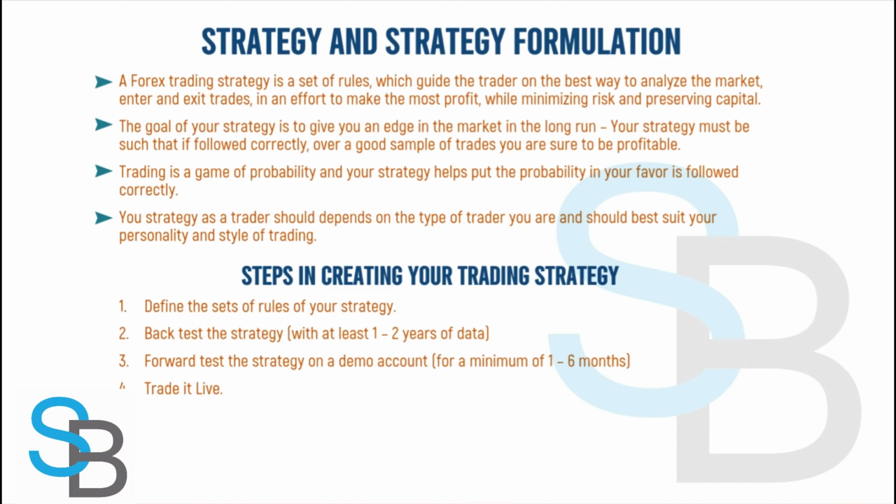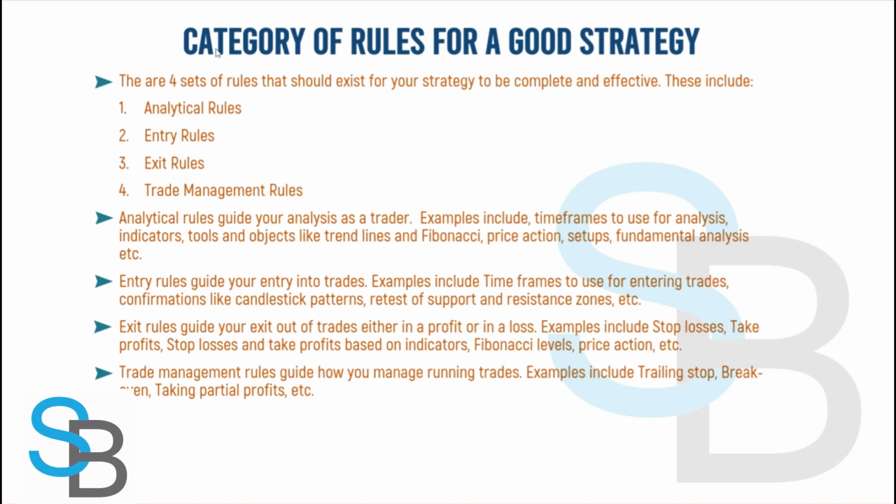Now, in the next slide, we are going to look at the categories of rules for a good strategy. So if you are to create a good strategy, there are 4 sets of rules which have to be in place, okay, which have to be in your strategy. So we have these rules: number 1, analytical rules, okay, analytical rules, and we're going to look at them shortly. So we have the analytical rules, we have the entry rules, we have the exit rules, and we have the trade management rules. So these are the 4 most important rules that have to be in place for a good strategy to exist.